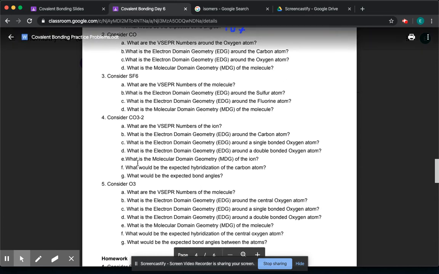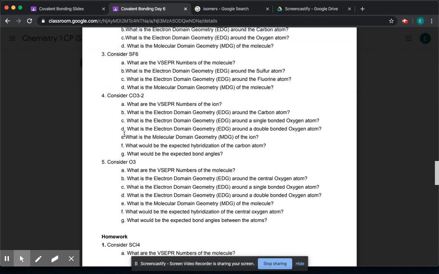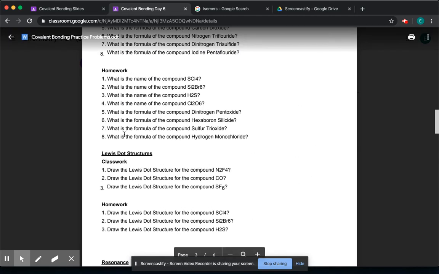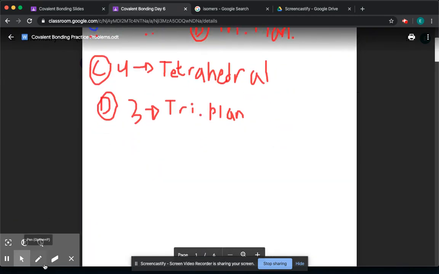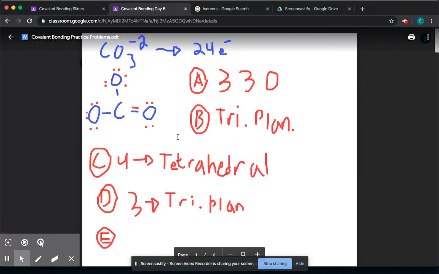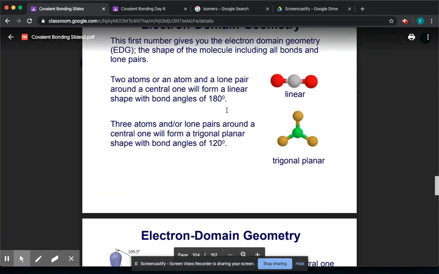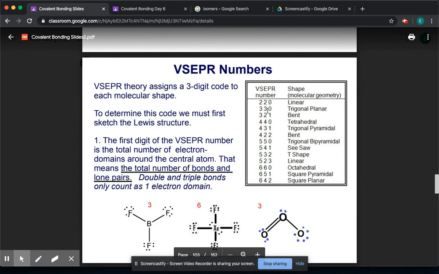Okay, so now we can move on to E. E says, what is the molecular domain geometry? You get that from the table. So let's do E real quick. We have to look at our VSEPR number. What is our VSEPR number? Our VSEPR number is 330. Go back to your table. 330 is what? 330 is trigonal planar.